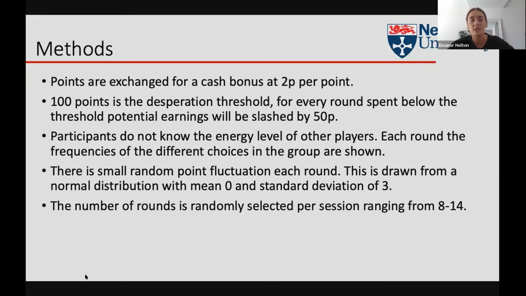And at the end of each round, they're shown the frequencies of the different choices within their interacting group of 4. There is also a small amount of random point fluctuation each round. So this is drawn from a normal distribution with a mean of 0 and a standard deviation of 3. And this just brings in the idea that if the players chose to work alone from the first round, they wouldn't stick on 100 points. So the random point fluctuation would move them slightly above or slightly below the desperation threshold. And this is relayed to the participants as the small amounts of energy gains and losses that happen due to staying alive within the game.